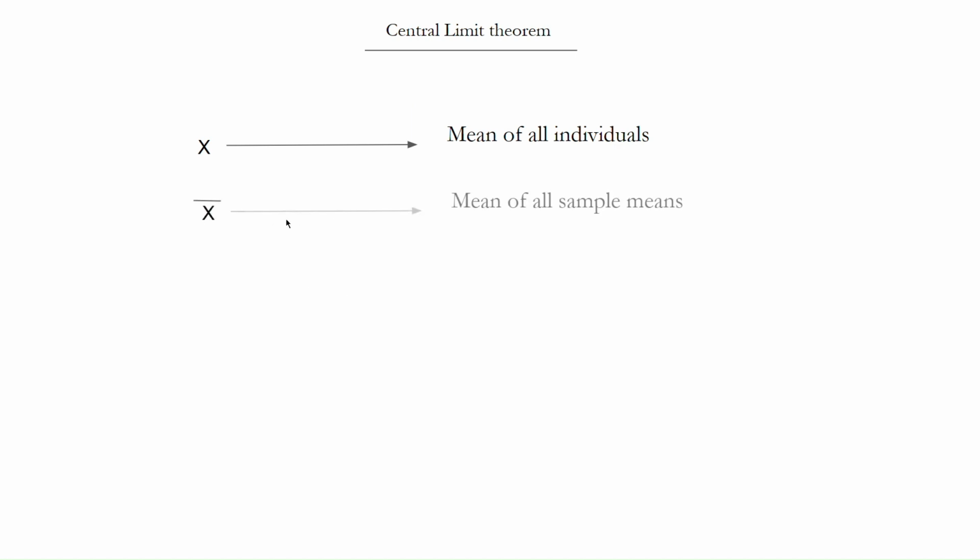Okay, we're going to be getting to central limit theorem in a sec. We're going to be having to learn the meanings of basic symbols. So x is usually used to represent the mean of all individuals. And the x with a line on top, I couldn't find the symbol for that, is used to represent the mean of all sample means. So for example, in a sampling distribution where it's graphed with sample means, the mean of all sample means is represented with the x and a line on top.